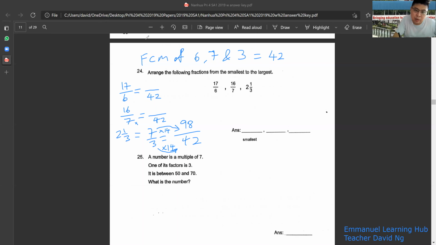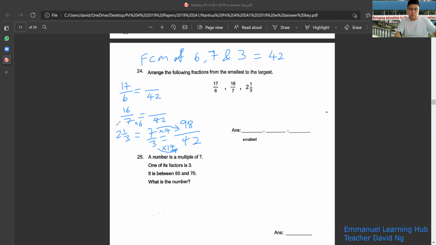Remember just now I asked you what's the FCM of 6 and 7, right? Then I gave you 42. Then how did I get 42? Remember how we get 6 times 7. Now you tell me, 7 times how many is 42? 7 times 6, okay. Then here, what must you do to get this number?